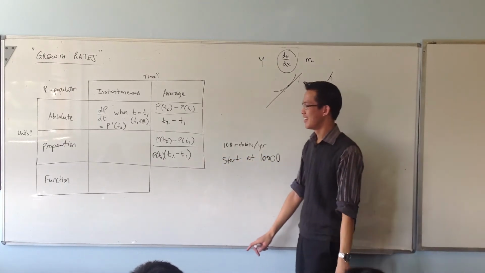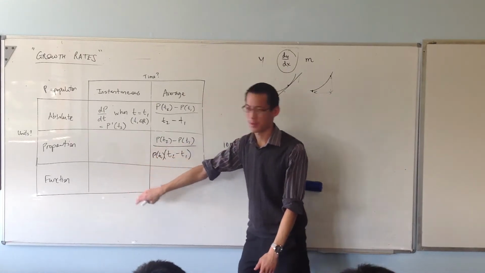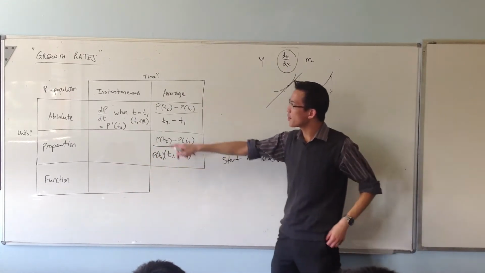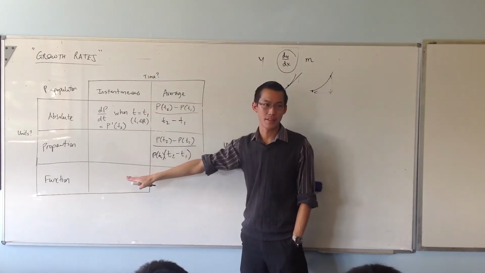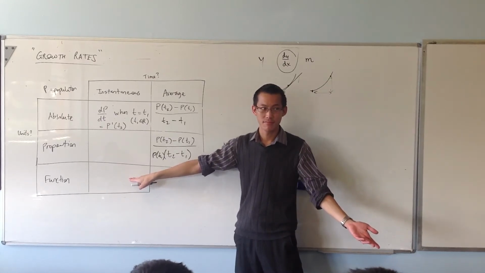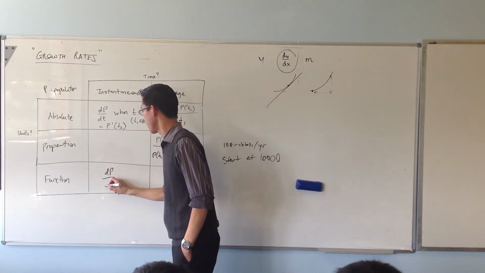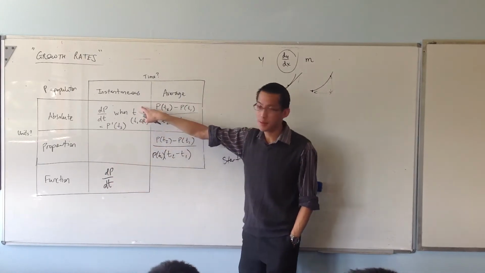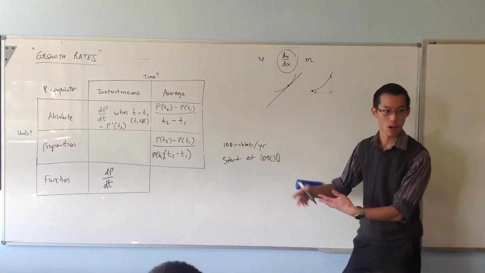Now, I'm going to leave this one to last because it's the weirdest one. Let's do this one, because it's actually very easy. If I want to know the instantaneous rate of change of my population as a function of time, what is it? It's just my derivative. So in fact, it's the absolute without any specific time put in. That's why it's still a function of time.